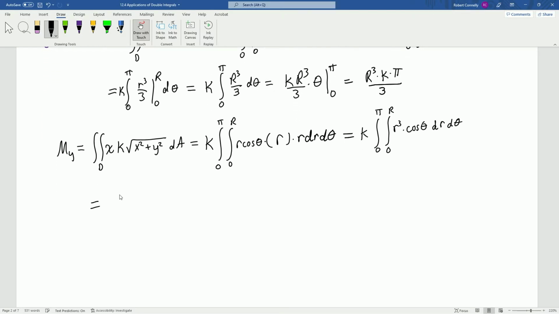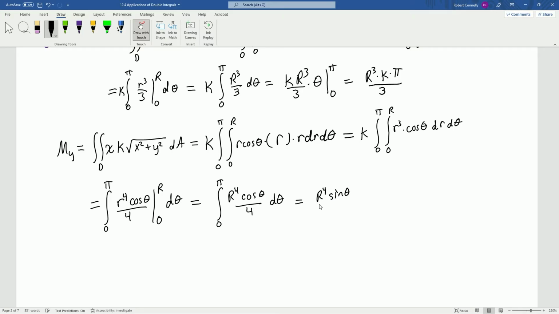So if I integrate this with respect to r, I get the integral from 0 to pi of r to the 4th cosine of theta over 4, evaluated from 0 to cap R, d theta, which becomes cap R to the 4th power cosine of theta over 4. And when we evaluate at 0, we just get 0. And d theta. Now the integral of cosine of theta is sine of theta, so this becomes R to the 4th sine of theta over 4, evaluated from 0 to pi.